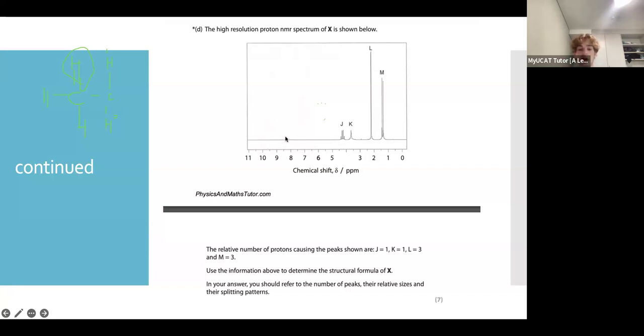How I got the splitting patterns on the graph. It's a quartet, singlet, singlet, doublet. That means this environment's next to a carbon with three protons. These ones are next to a carbon with no protons.